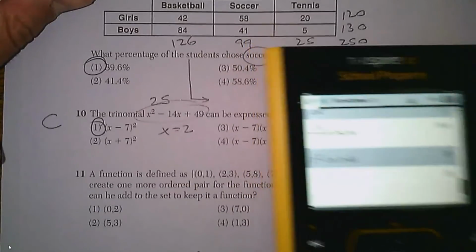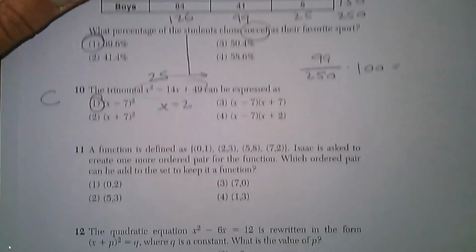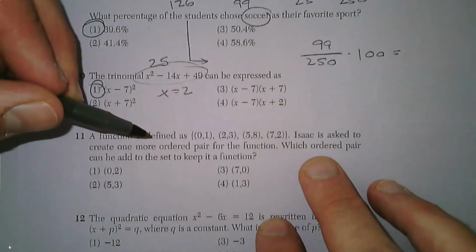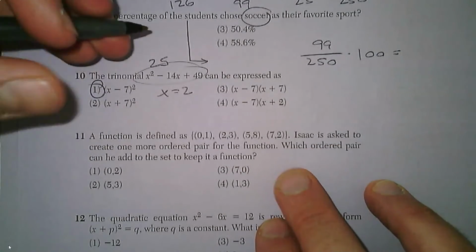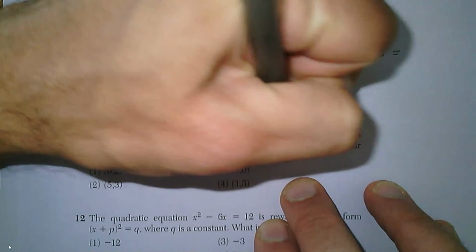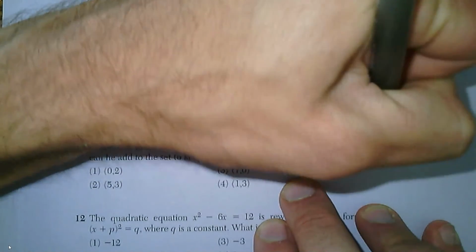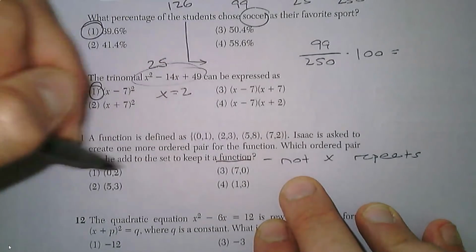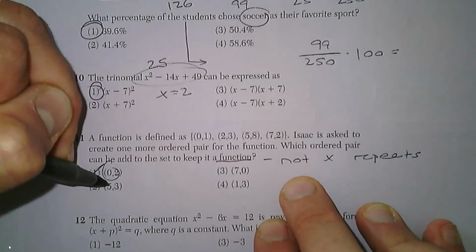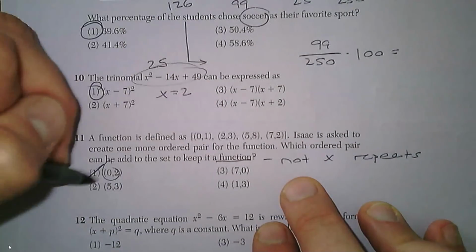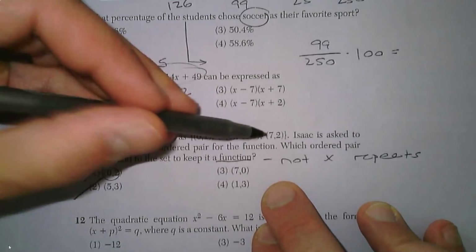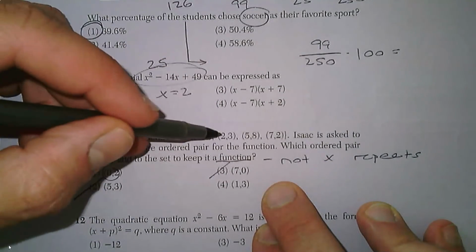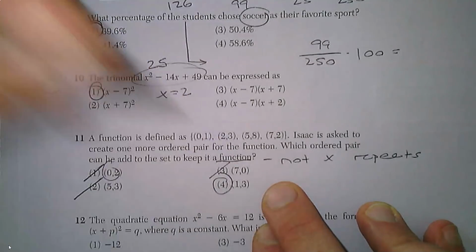That matches. Number 11, a function is defined as, Isaac is asked to create one more pair. We want to keep it a function. Remember, in order to be a function, no x repeats. So if he goes with 0, 0 is going to repeat. That's a problem. 5 would repeat. That's a problem. 7 would repeat. 1. It's okay because none of the x values are 1s.